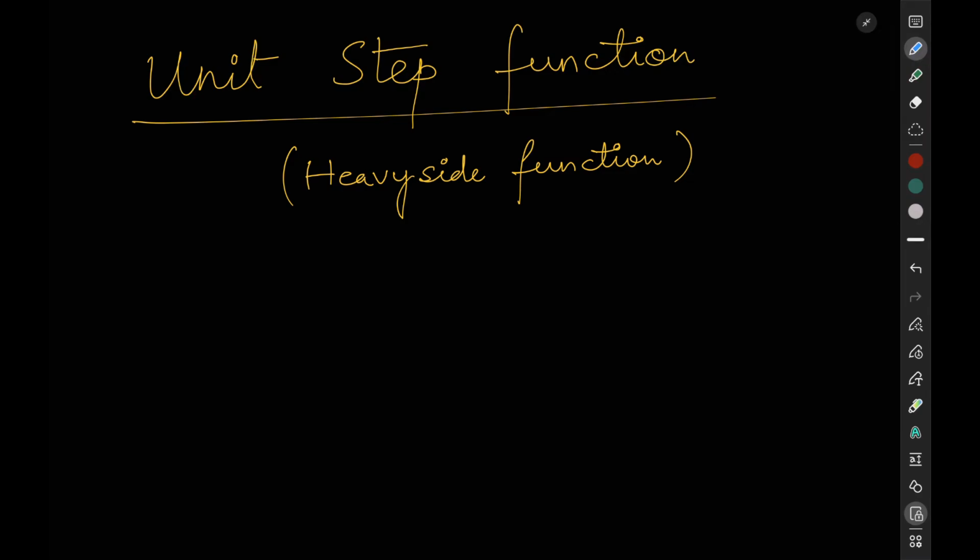Hello all. In today's lecture, we will see the unit step function, which is also known as the Heaviside function. In many real-life scenarios, we see the function does not start at t equal to 0. Instead, it starts after some time, say t equal to 5 seconds or 10 seconds. For example, a heater after turning on produces heat after some time, say t equal to 10 seconds.